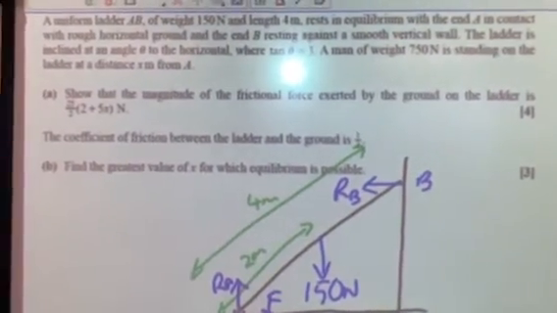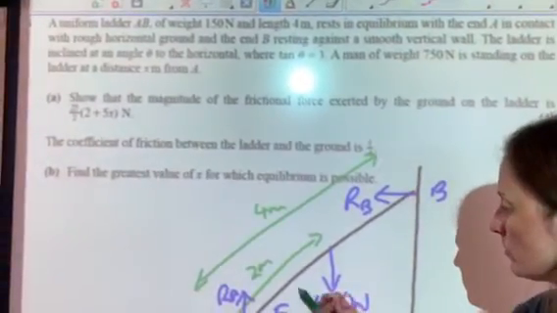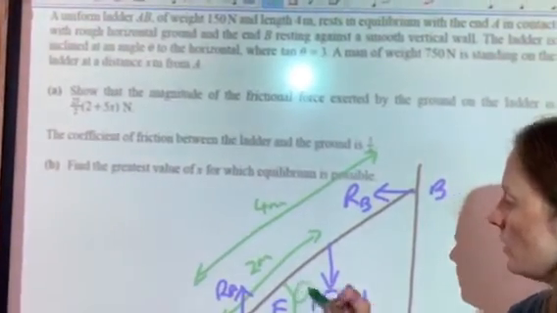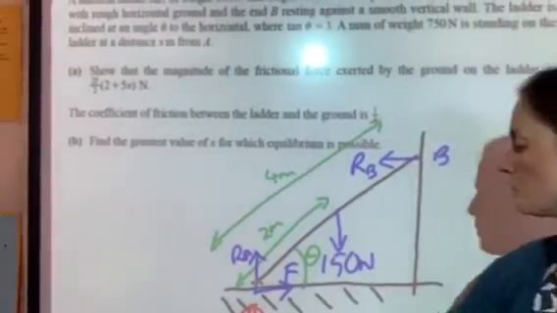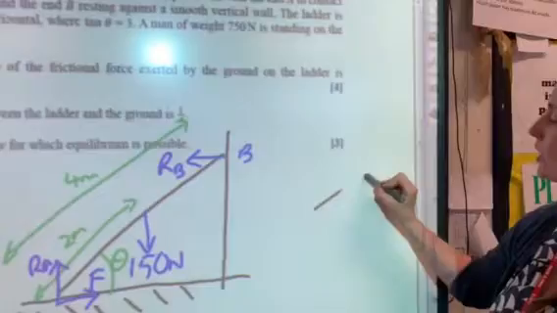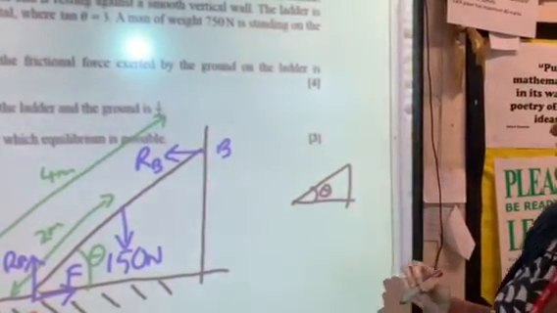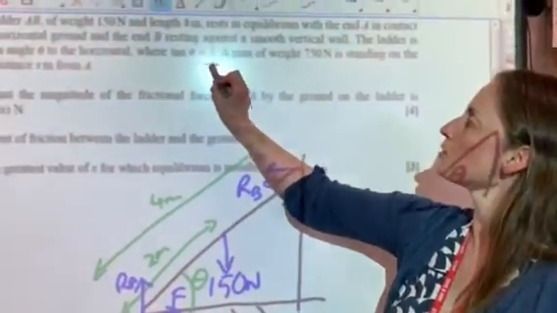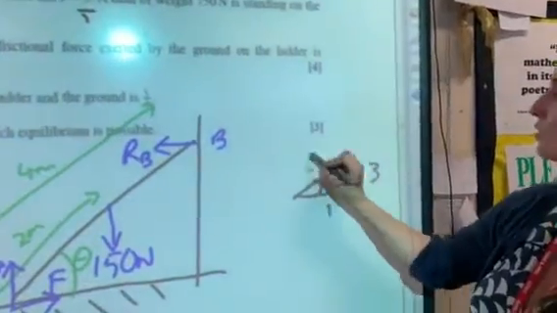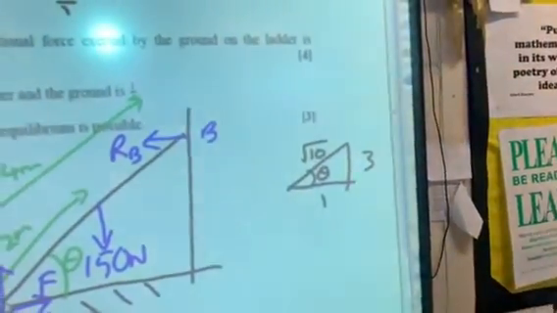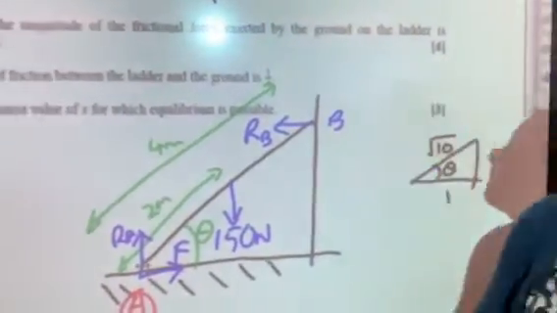Right. The ladder is inclined at an angle of theta to the horizontal. So this angle is theta, where tan theta is 3. So I'm just going to draw myself a little triangle separately for my theta. So here's theta. If we know tan theta is 3, that means it's opposite over adjacent. Opposite would be 3, adjacent would be 1, and if you square those and add them and square root, you get root 10. Okay, so that's going to be handy for finding sine and cosine of theta.